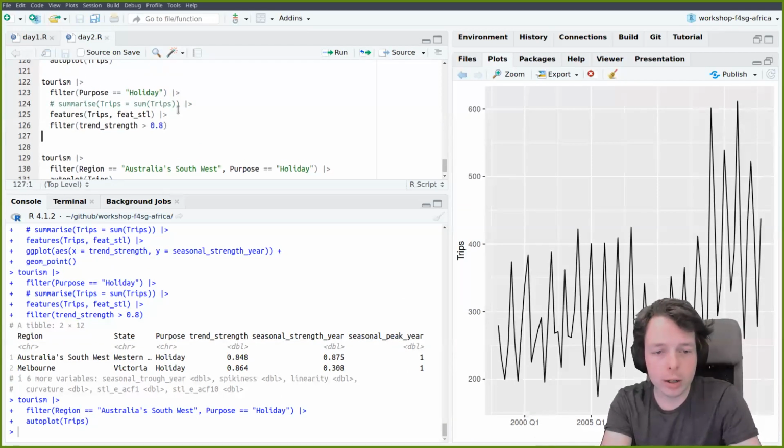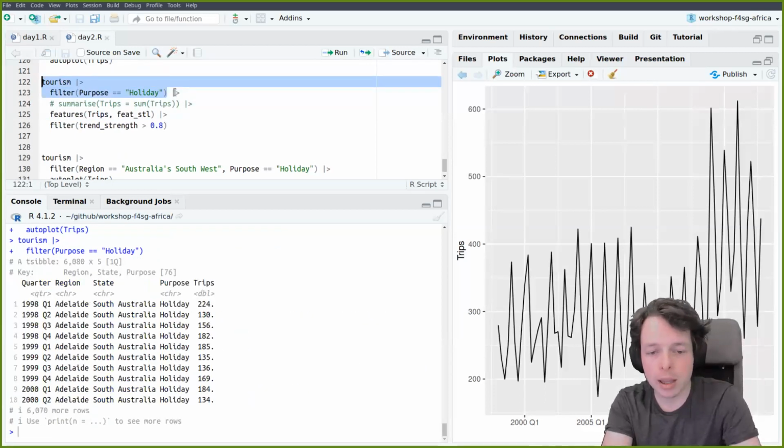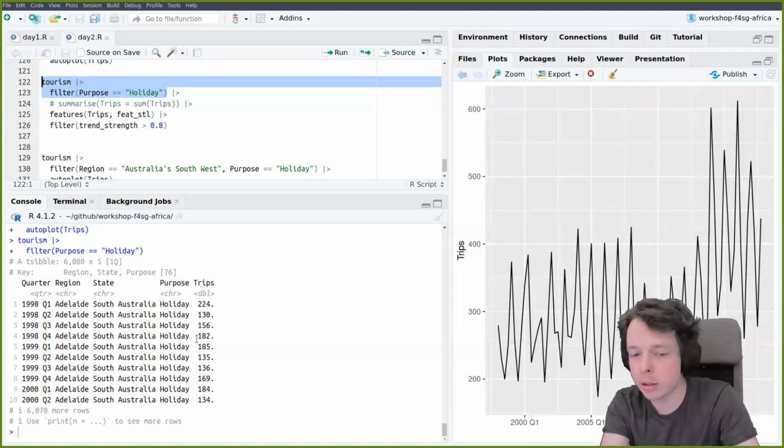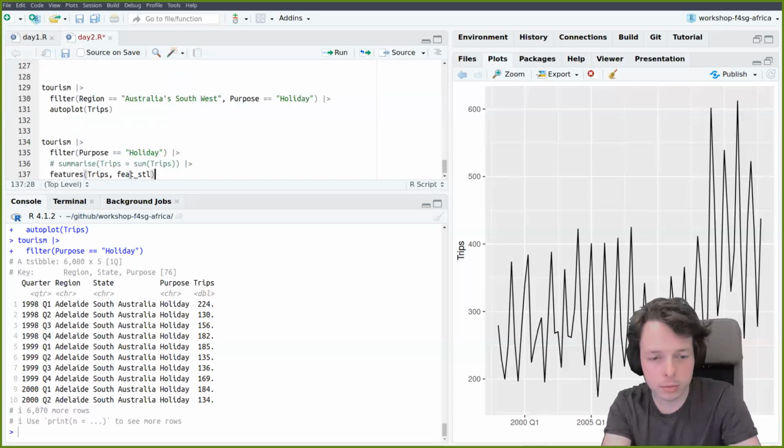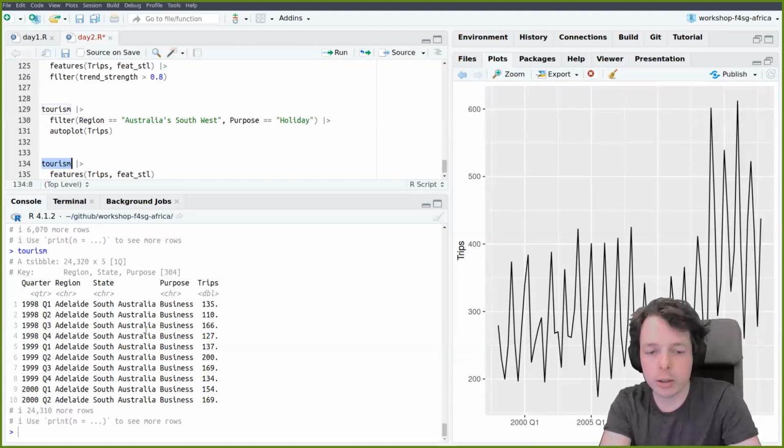Now, before I calculated just the features for holiday, the 76 different places where people could go for a holiday in Australia. But what if I cared about other reasons people might come to Australia? If they're visiting friends, if they're coming here for business, or some other reason. If I remove this filter as well, I'll copy this code first. If I remove this filter as well, so now I've got my original data set, all 304 time series, and I compute the STL features on this.